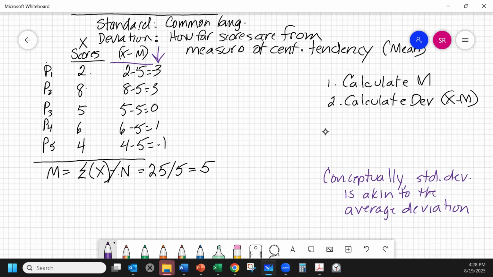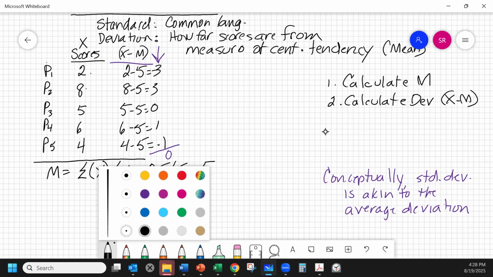And that's because the very nature of these deviations necessitates that they will always sum to the same number. -1 plus 1 is 0. -3 plus 3 is 0. The deviations always sum to 0. And so if we calculate the average of that, we're just going to get 0. It's non-informative.